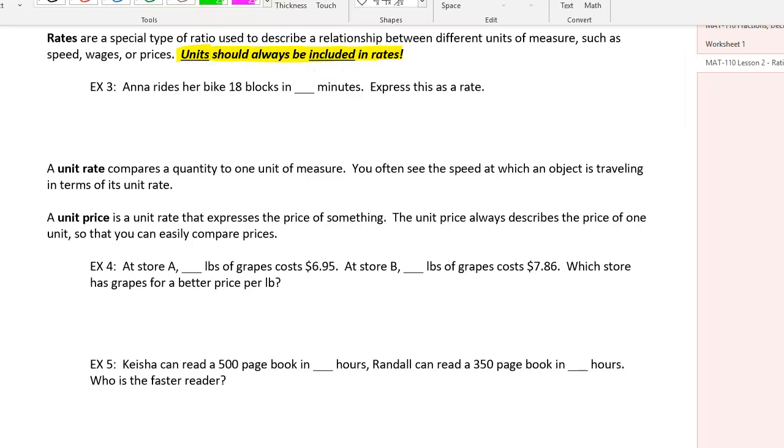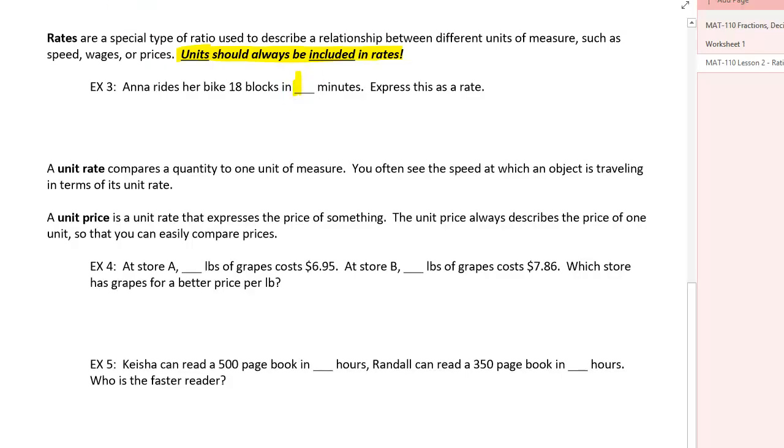So, for instance, in example 3, we have Anna, who rides her bike 18 blocks in 24 minutes. And we want to express this as a rate. So we're going to put the 18 blocks on top. So it's still a ratio. What's mentioned first goes on top. The 24 minutes on bottom.